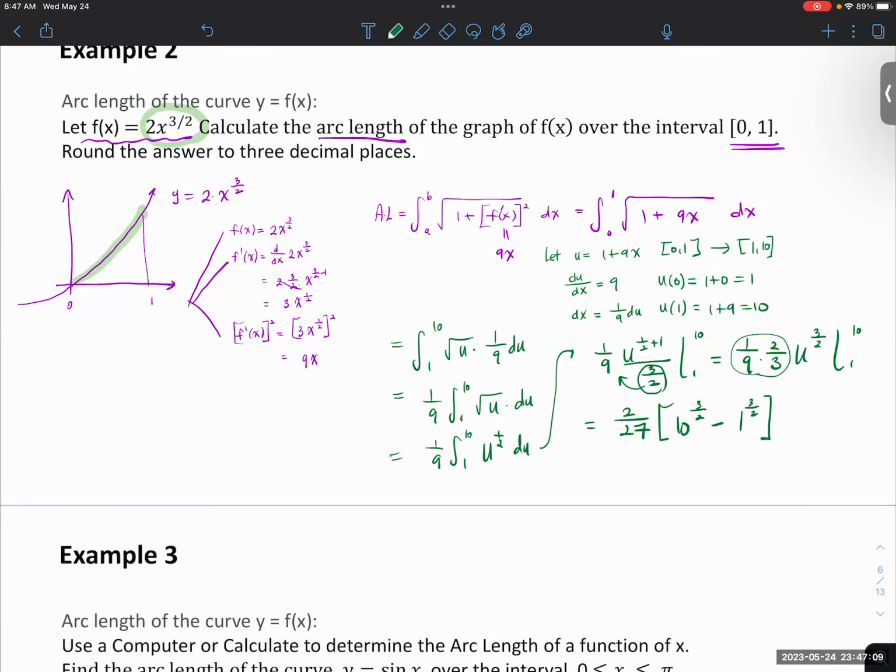Again, you can use a decimal. You will get this decimal, about 0.2697. That is the arc length of this function from 0 to 1. So we just evaluate the green line. Okay. How do you feel? It's getting better and better, right?